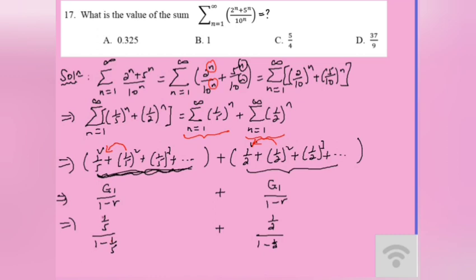Now you can verify that the first result is 1 over 4, and the second result is 1. So 1 over 4 plus 1 is 5 over 4. The sum of this infinite series is 5 over 4. So our answer will be C.